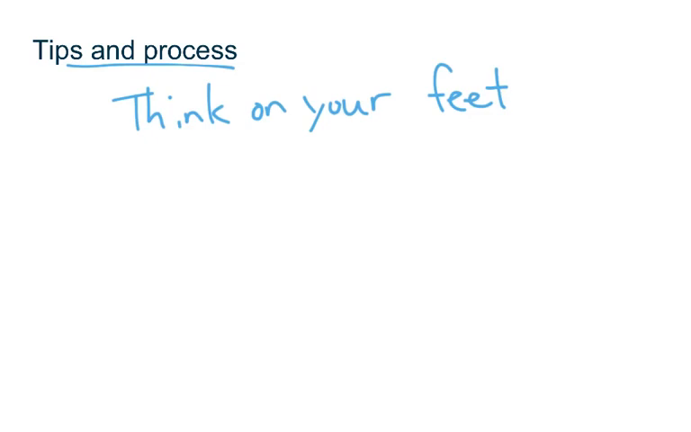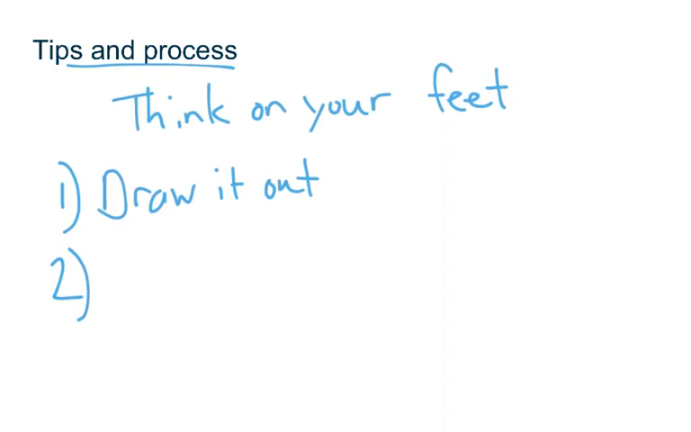The next tip, I'm sure you've heard this one before, is try to draw it out. Sometimes drawing it out or sketching it out, making a picture of it, is really useful to kind of see what's going on.